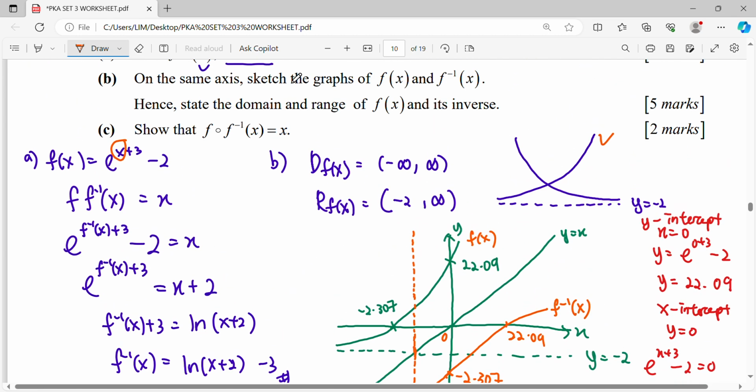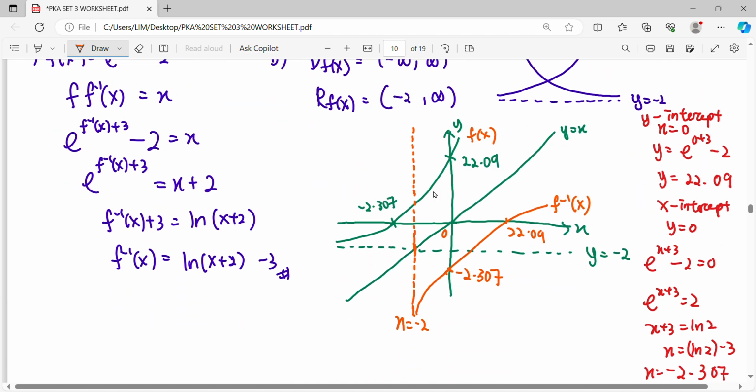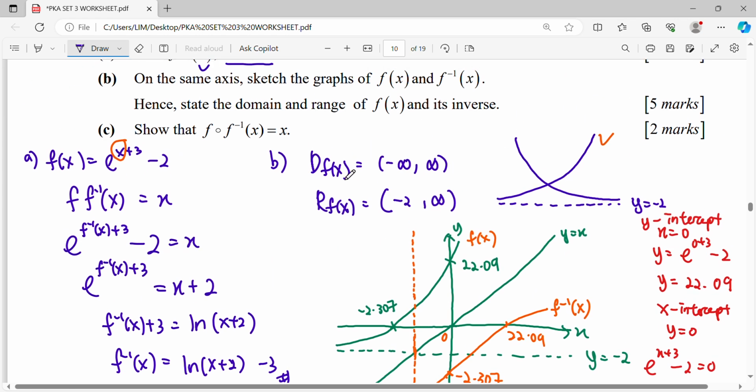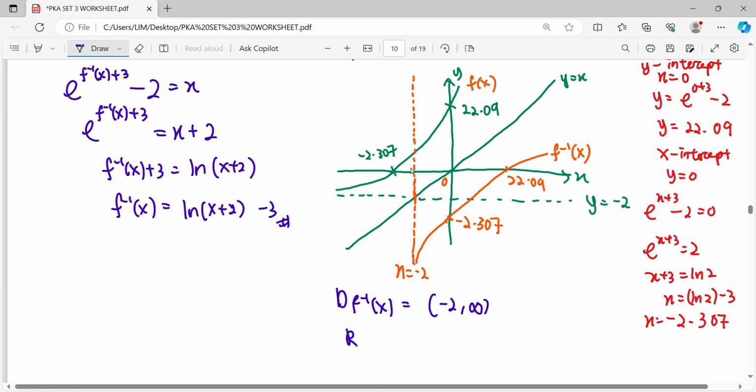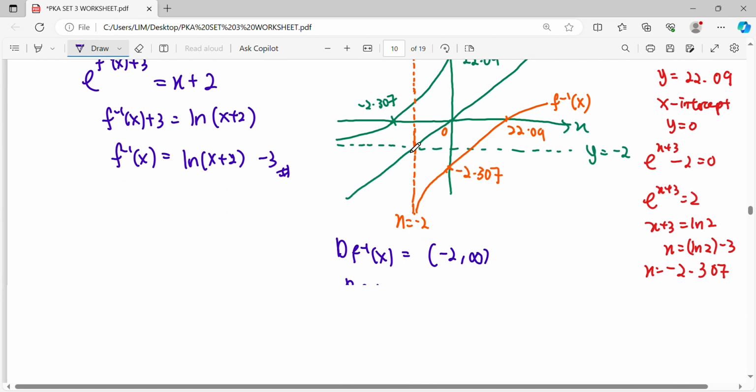After that, you have to state the domain and range of the function and f inverse. The domain of f inverse, we refer to the range, which is negative 2 to infinity. And the range of f inverse, we refer to the domain, which is negative infinity to infinity.